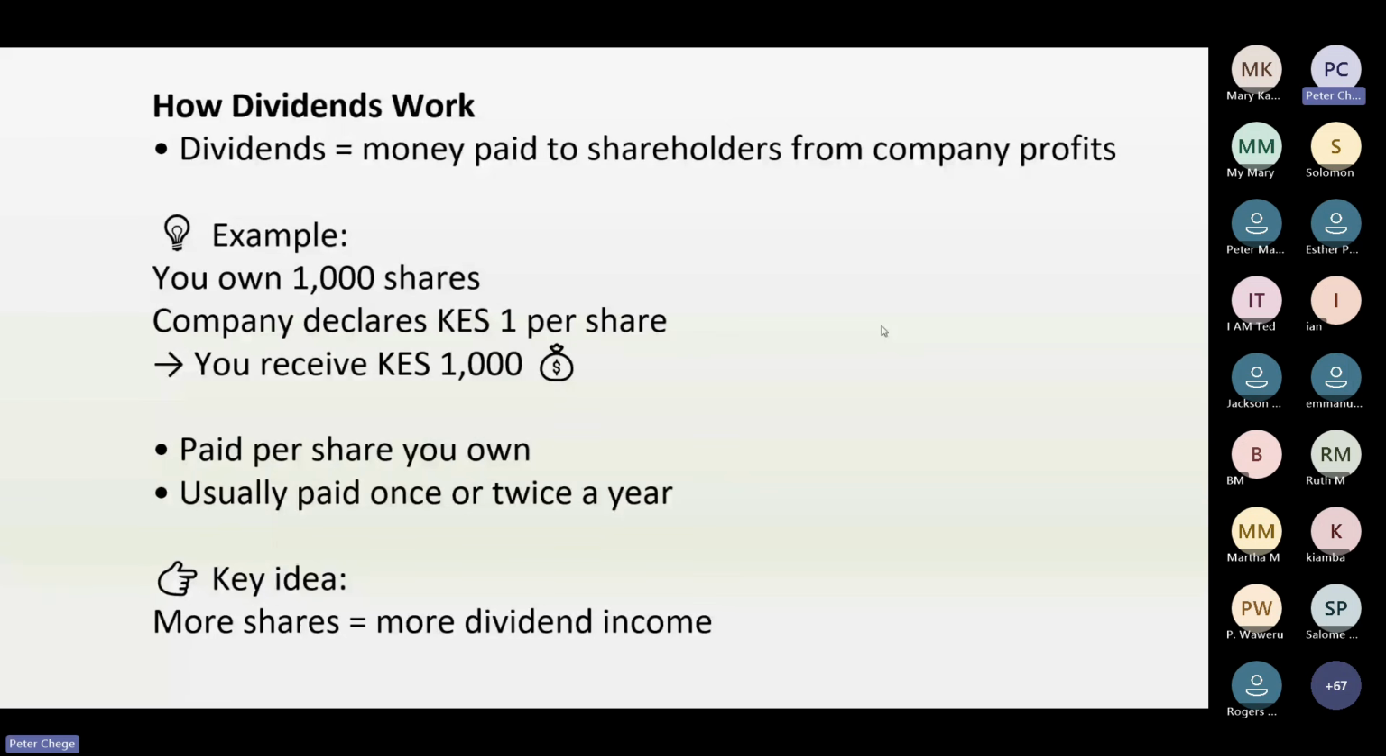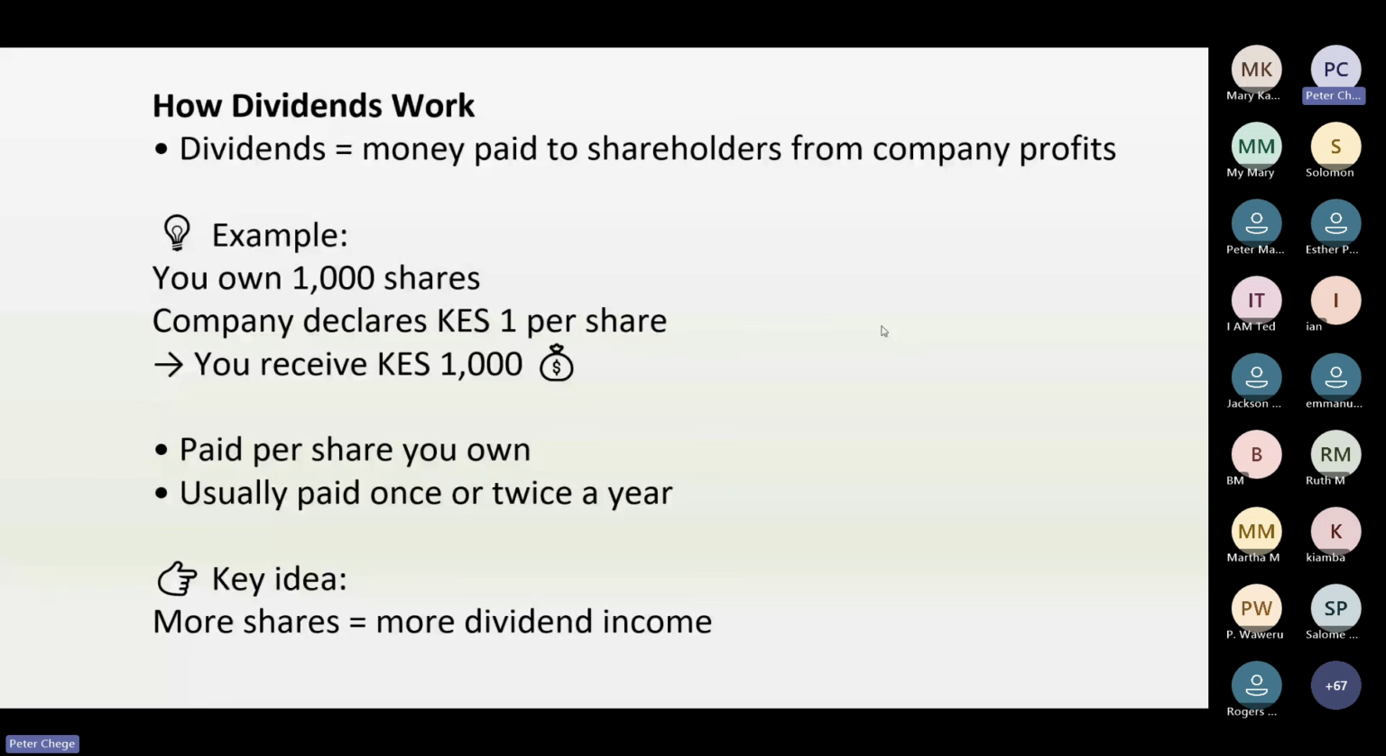So they are paid per share. And it could be either once, that is final dividend, or twice, where they pay interim and final. Interim is when they're announcing either half-year results or quarterly results, and final is when they announce final results. They could also have a special dividend.